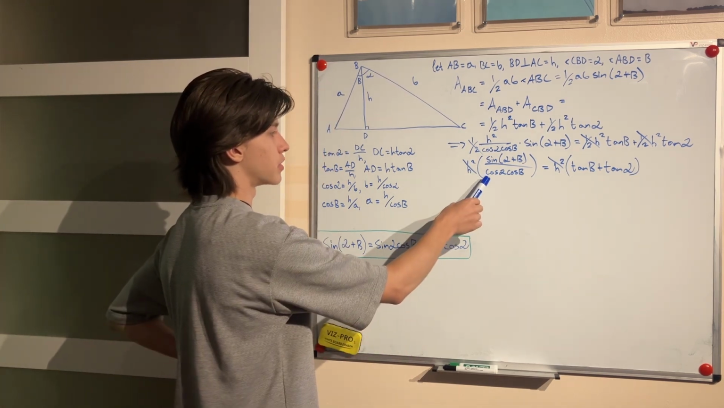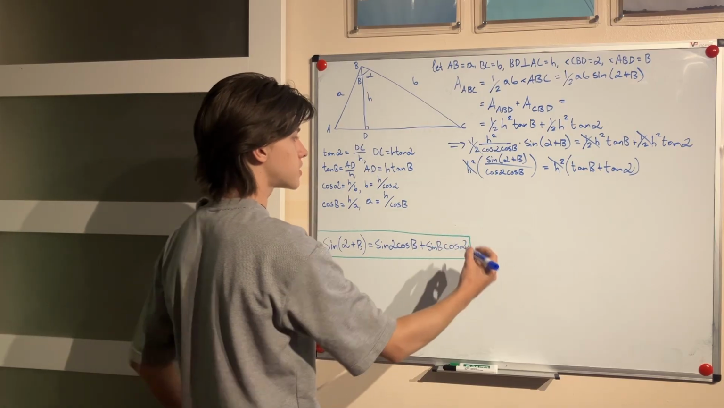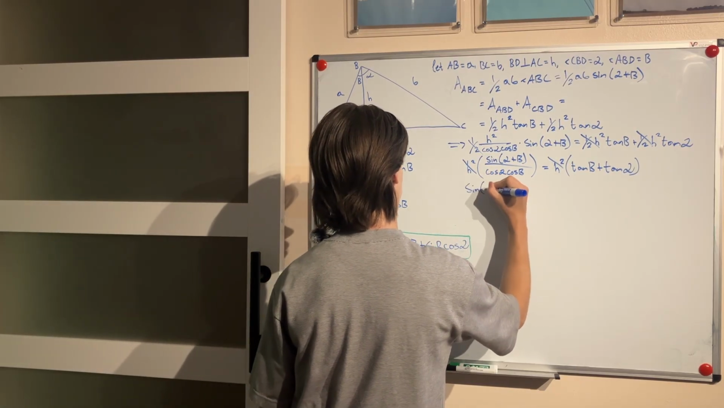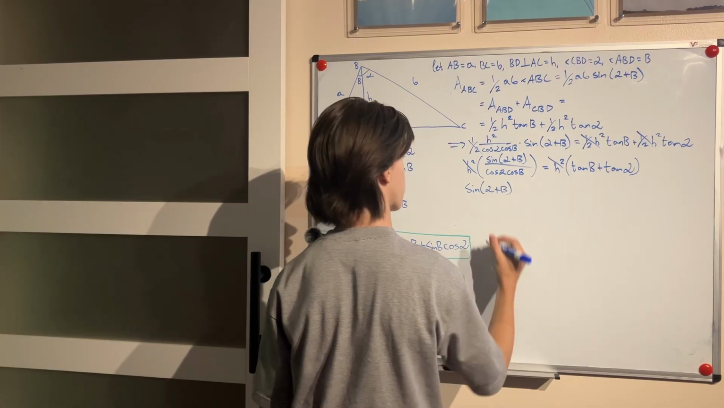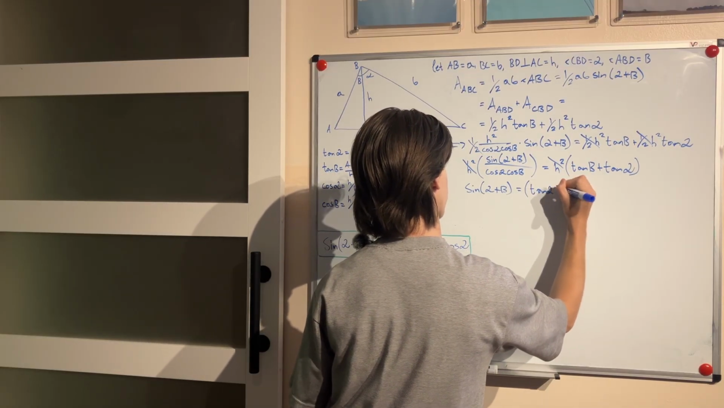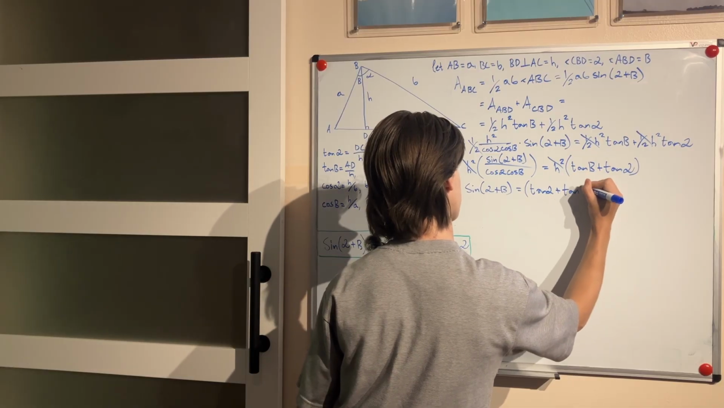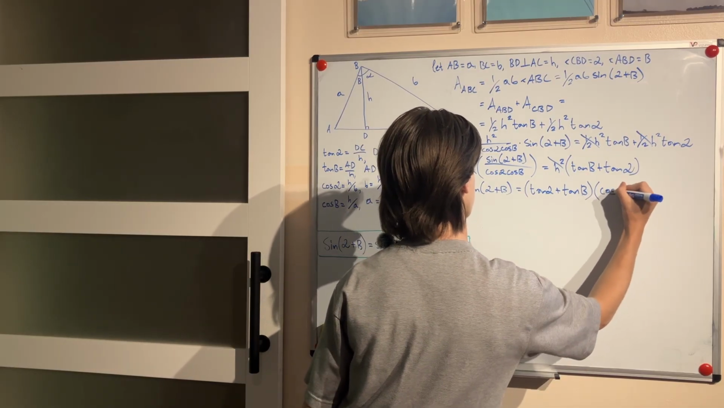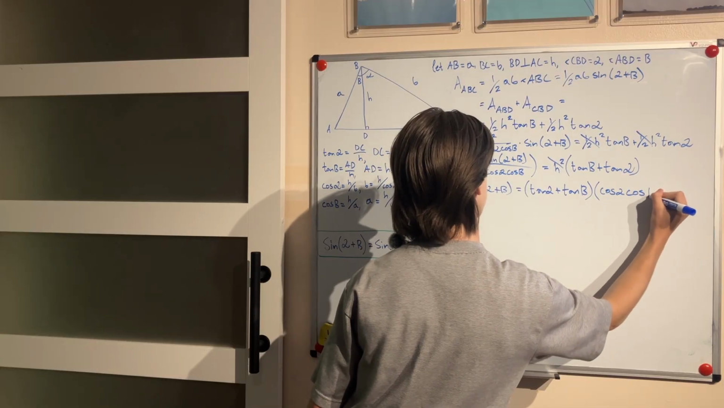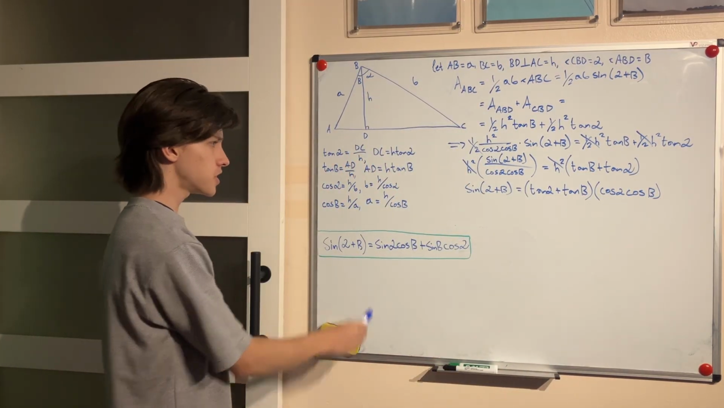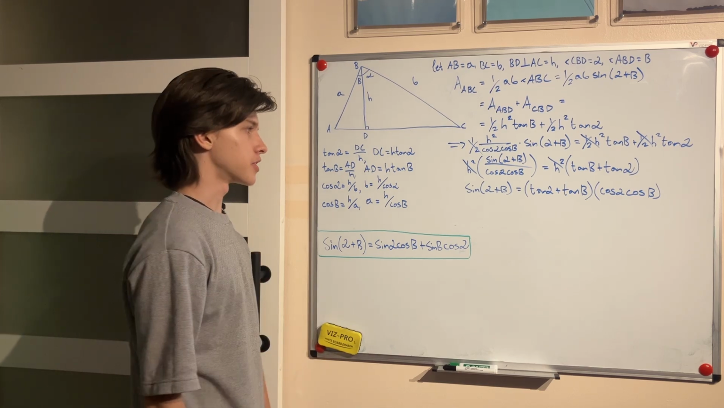We can now multiply the cosine of alpha on both sides and get a unitary expression for the sine of alpha plus beta, which is going to be the tangents sum, tangent alpha plus tangent beta, times the cosine product, cosine of alpha times cosine of beta. And this is actually just as good an expression as this one, but why not keep simplifying?